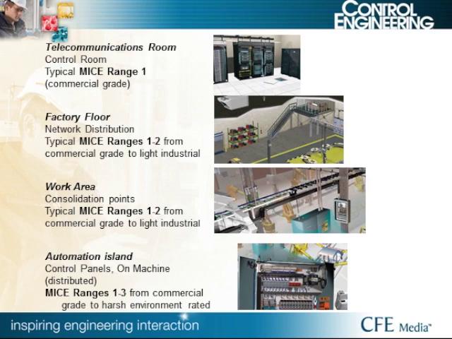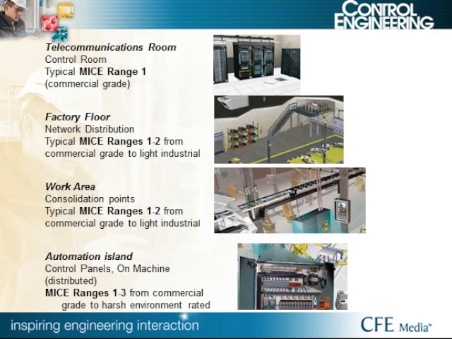Let's take a look at the 4 basic types of industrial areas and how it might apply to this new MICE acronym that we talked about. So at the top we have a telecommunications room. This might be a MICE 1 or really a commercial grade type of cabling. And then we have the factory floor. Typically it ranges from MICE 1 to MICE 2, which is commercial grade to light industrial. And then there's a work area. It may range from commercial grade up to light industrial, which would be a MICE 2 or MICE 3.